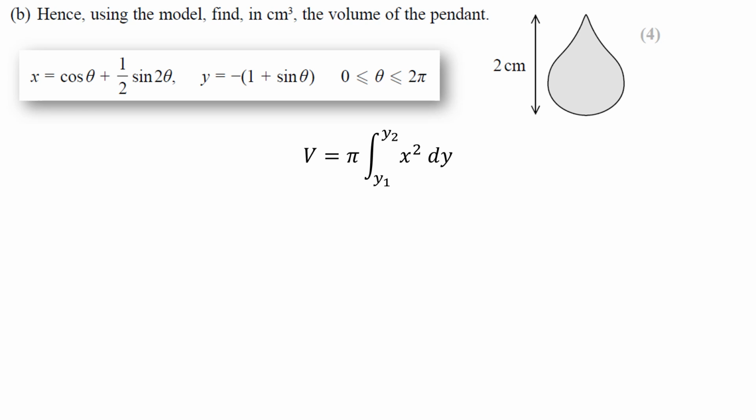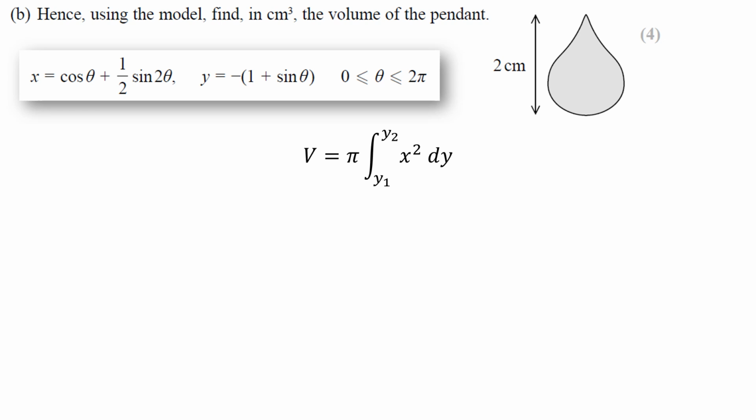Theta goes from 0 to 2 pi, so we get the full range of sine values all the way from 0 up to 1, down to 0, down to minus 1, and back up to 0. So if sine theta is going between 1 and minus 1, 1 plus sine theta goes between 2 and 0. Put a minus in front, we get between minus 2 and 0, which means the y values in question here are actually minus 2 and 0.